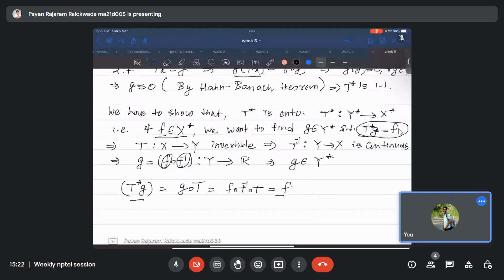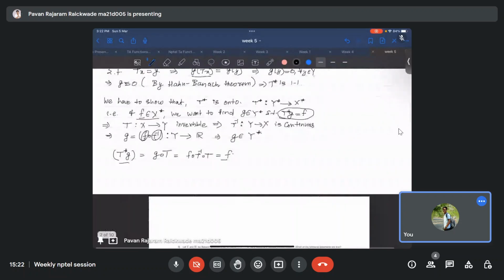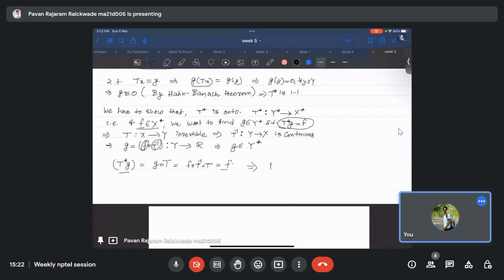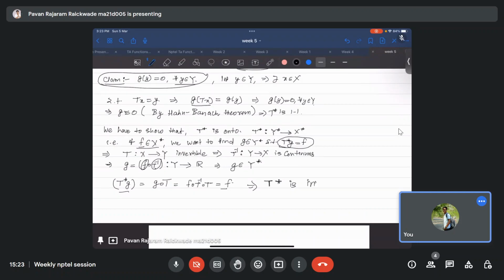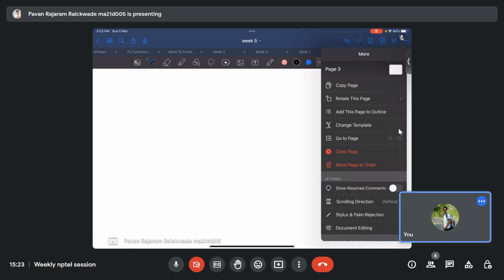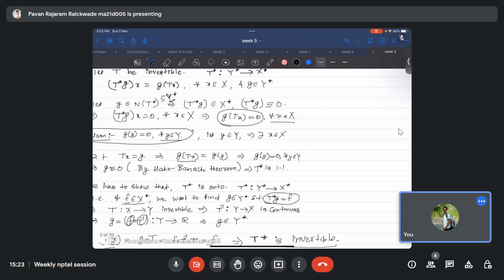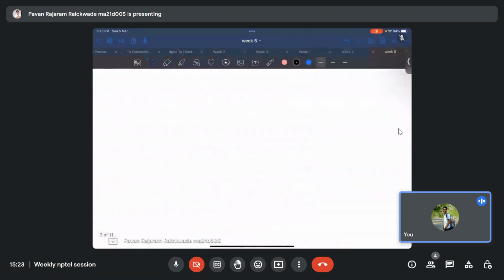Okay. So for every F we got a G. That means T star is invertible. This goes to the first option.